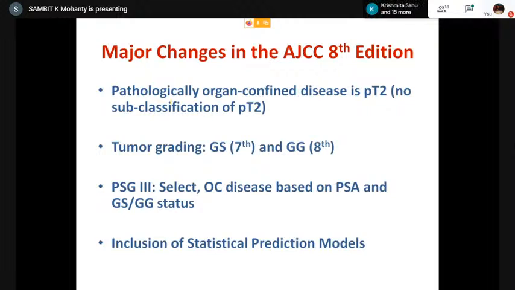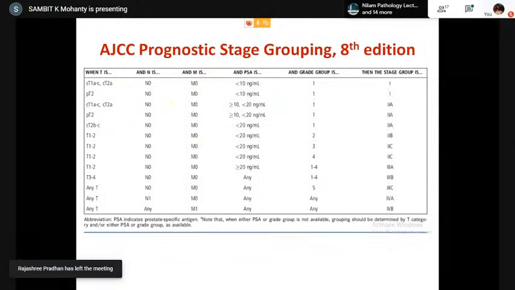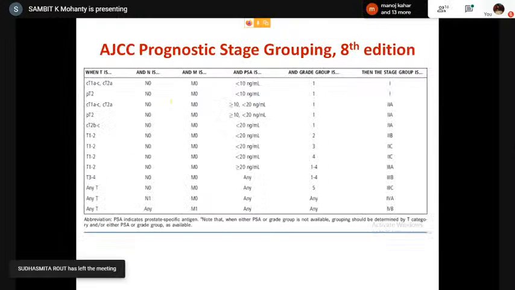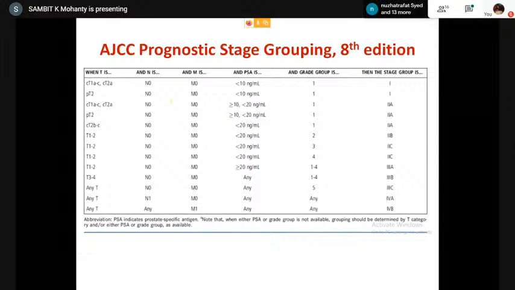So now we have prediction models like in breast cancer to incorporate in the report to say how the patient is going to do well. Organ confined disease is PT2, so we don't have to subclassify. Then the stage grouping. This is another nomogram, a model based on the metastasis and node involvement and staging and the grade group and PSA to call which group the patient falls into. This is the stage grouping, not the stage. So TNM stage plus PSA plus grade group leads to a stage grouping.